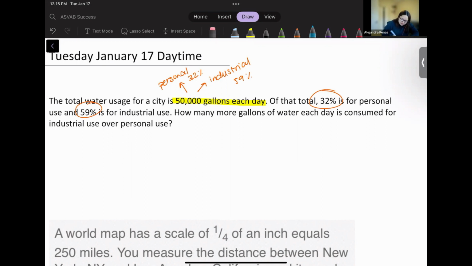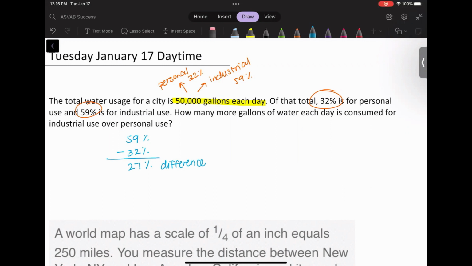First, we're going to calculate the difference of the percentages. So 59% minus 32% is going to tell me how much more we're using for industrial instead of personal. So this is going to be 7 and this is going to be 2. So this is the difference. This is the percent that we are going to need to calculate. Does that make sense so far? Are there any questions? No, ma'am.